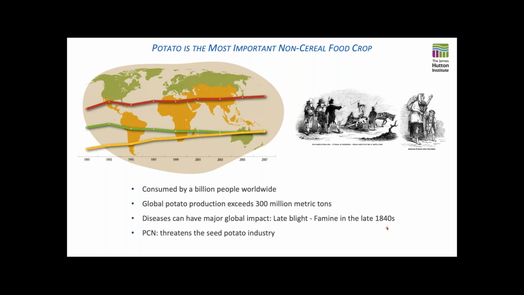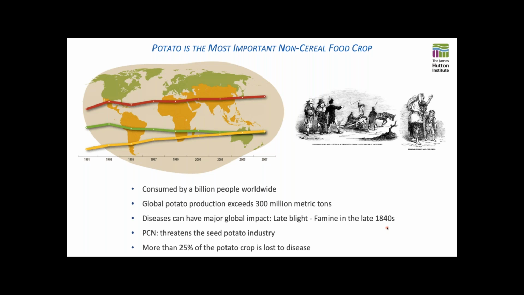One of these, for example, is PCN, potato cyst nematodes. And the moment you have PCN in your field, you cannot use your field for seed potato production. The Scottish seed potato industry in particular is very keen on keeping PCN out of the fields as much as they can.